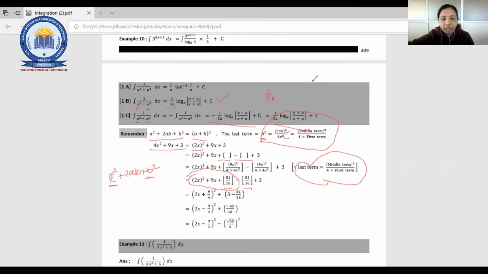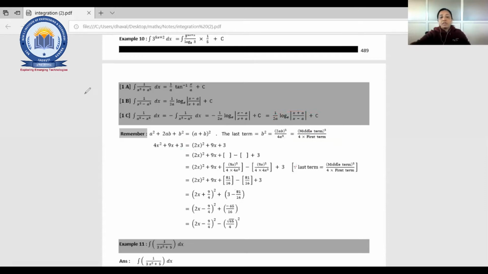Ma'am, could you explain this once again, the last term and middle term concept? Okay, fine, I will clear it out. In any equation, if you do not know what the last term or any term is supposed to be, this is the basic equation: last term equals middle term square upon 4 into first term. Fine, this is the basic equation. So through this equation, you can find out any term, either the last term, middle term or first term, right?